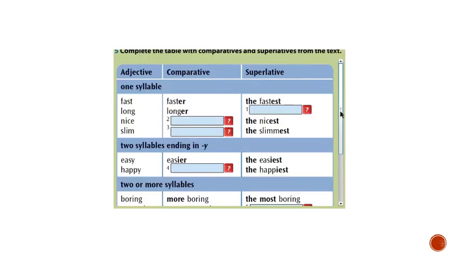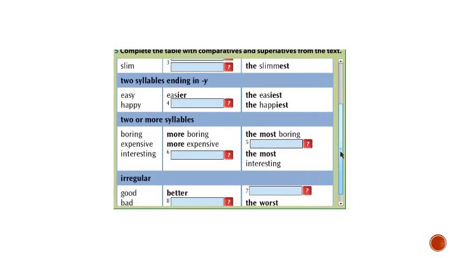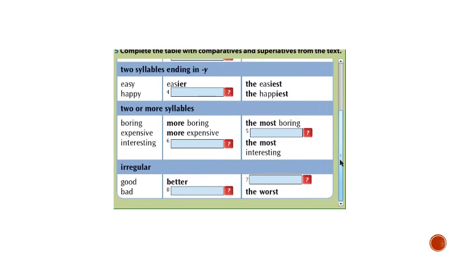Now let's practice a little bit the grammar for today. You have to complete the table with comparatives and superlatives from the text. So you have long, longer, and you have to complete to find out the superlative form. Then you have nice, comparative form is a question mark, and the nicest is given to you.